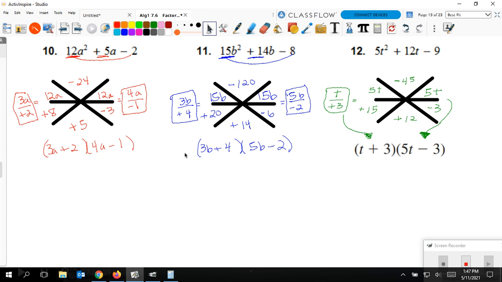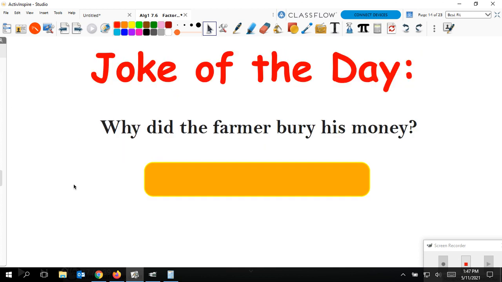All right, let's move on to our joke of the day. That's going to be next. So why did the farmer bury his money? That's our joke. That's our question. Why did the farmer bury his money?